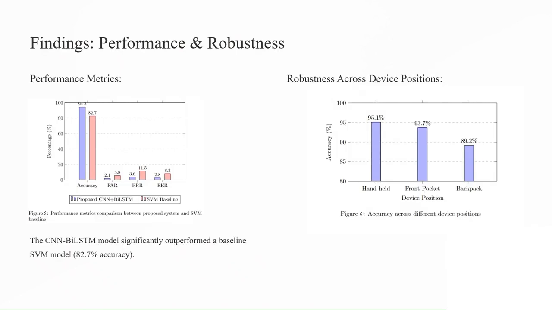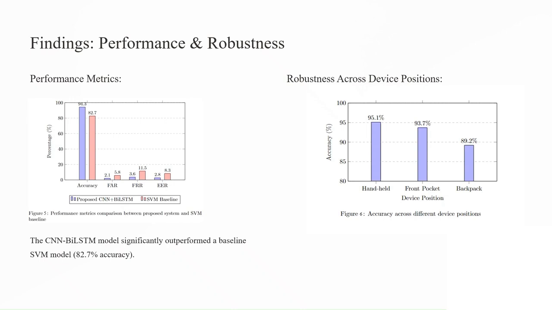In our experiments, the proposed model achieved 94.3% accuracy, significantly outperforming a baseline SVM model, which reached only 82.7%. The false acceptance rate was just 2.1%, while the false rejection rate was 3.6%, leading to an equal error rate of 2.8%. We also tested robustness across different device positions.